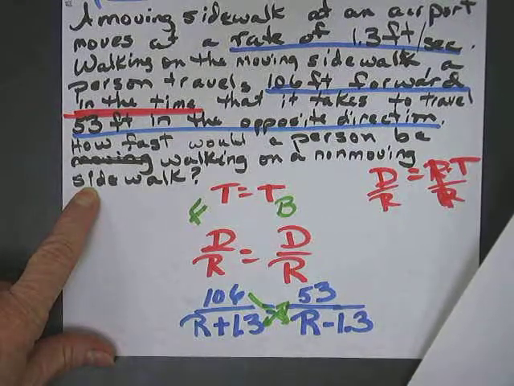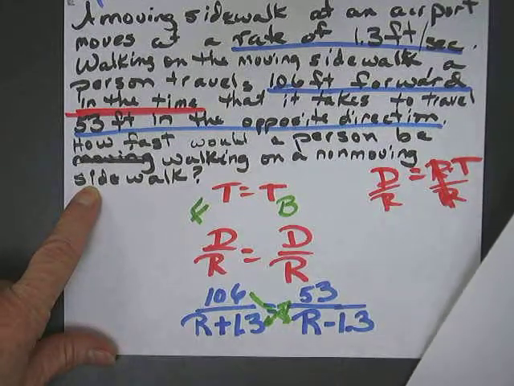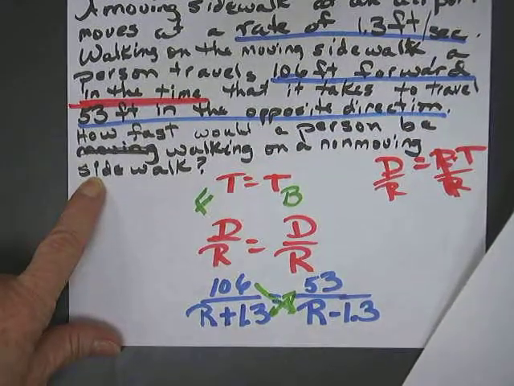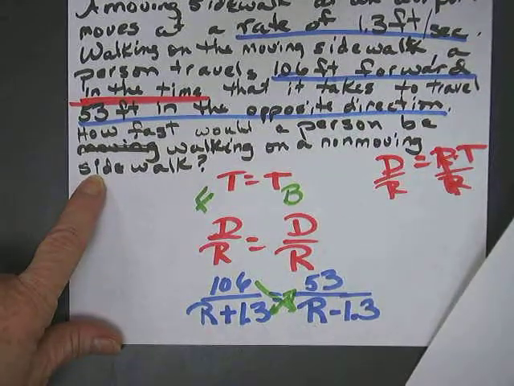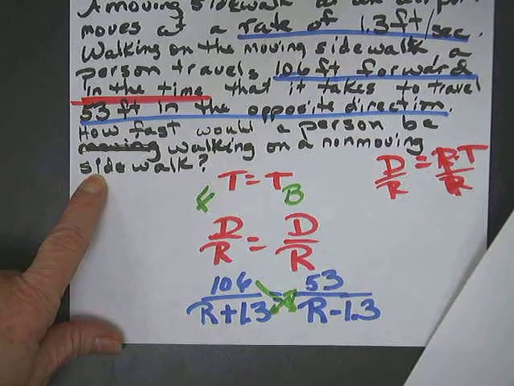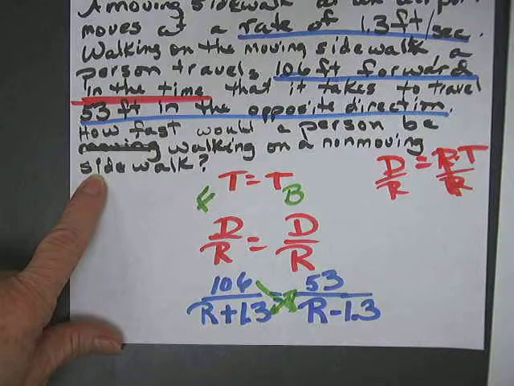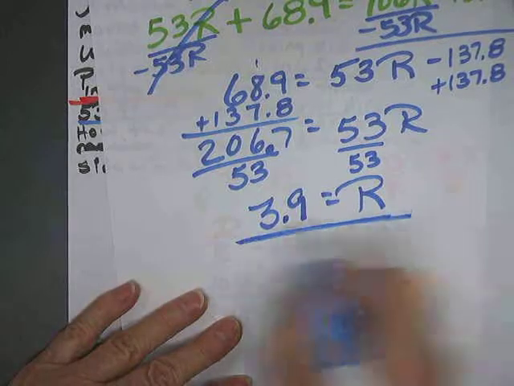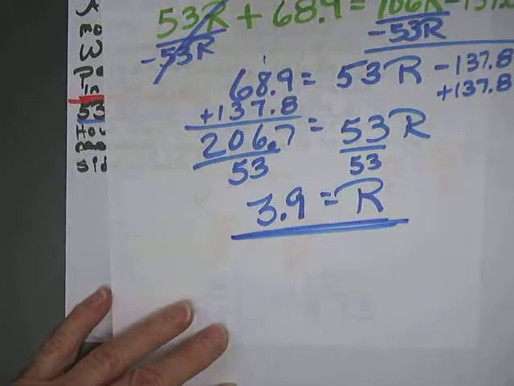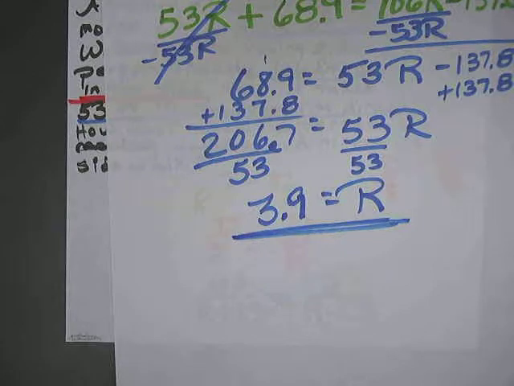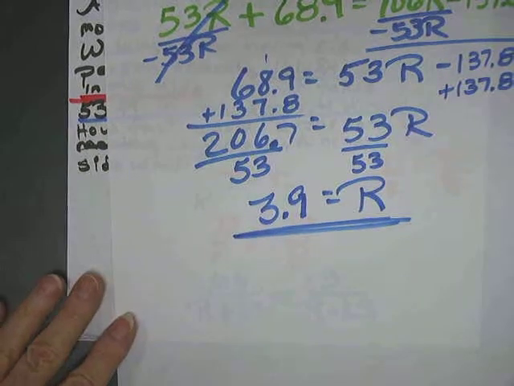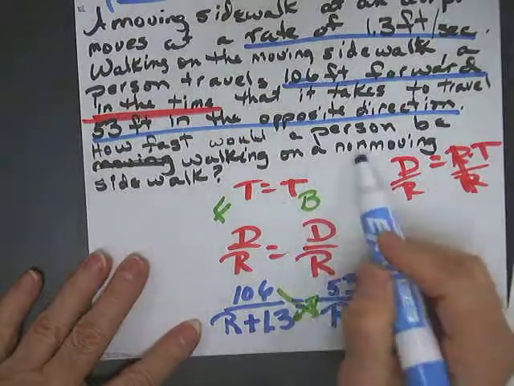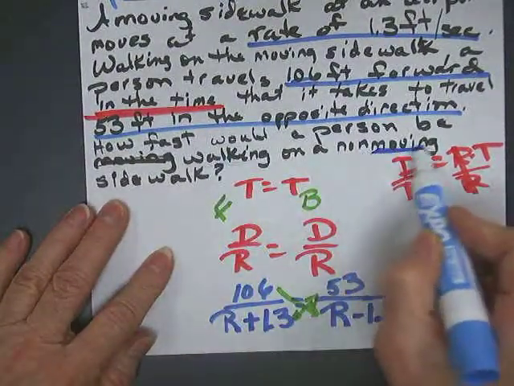So what is R? R is how fast you're walking, right? So that is what it was asking for, right? How fast would a person be moving on a non-moving sidewalk? 2.6. On a non-moving? Yeah. 2.6? Yeah, because you go 3.9 minus 1.3, right? That's how fast you'd be walking on a moving one. No, it's... Goes to 5.2? This is how fast he's walking. This right here is his speed.